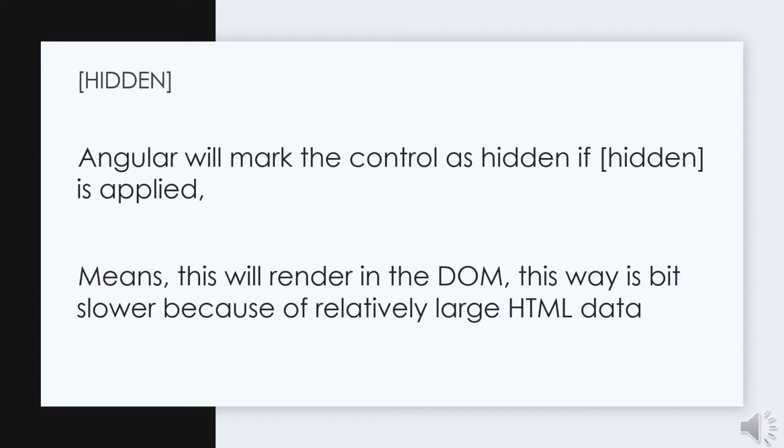If the hidden attribute is used, Angular will mark this control as hidden. That means this will render in the DOM, that means the document object model. This way is a bit slower because relatively larger HTML data is loaded in the browser.